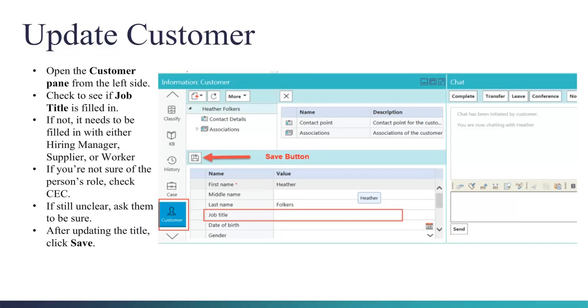For each chat, the agent must be sure to update the customer information. The agent should go to the Information pane and click on the customer icon. Check to see if the job title is filled in. If not, it needs to be filled in with either the hiring manager, supplier, or worker. If you're not sure of the person's role, check the CEC or Cisco Employee Communities directory. If still unclear, ask them to be sure, and after updating the title, click Save.